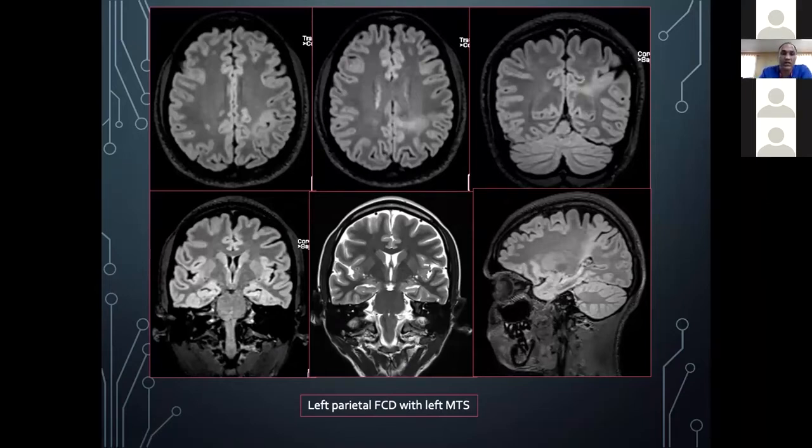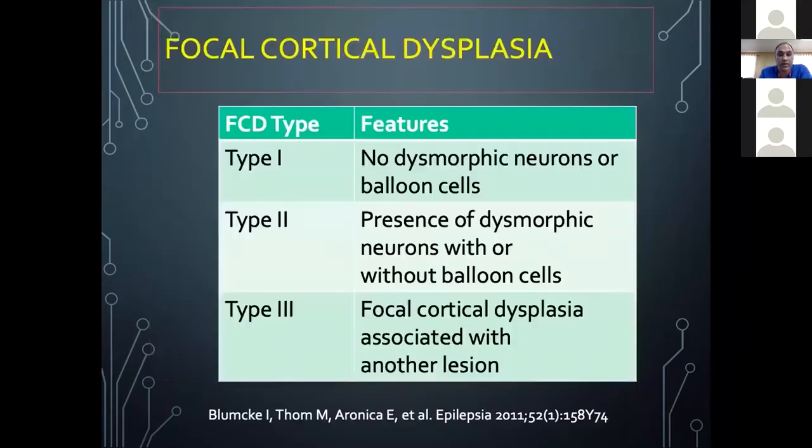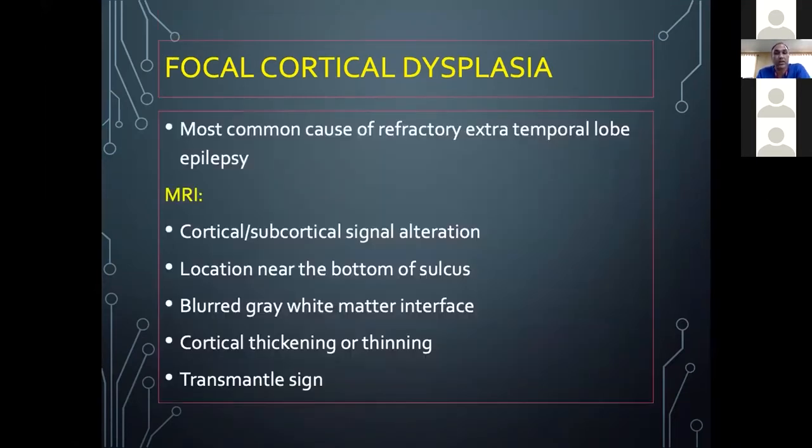So these are the other findings which we must identify because it may be a secondary MTS. So coming to focal cortical dysplasia, they can be of three types: type 1, 2, and 3. In type 1, no dysmorphic neurons or balloon cells are present. Type 2 has dysmorphic neurons with or without balloon cells. And type 3 is focal cortical dysplasia associated with another lesion.